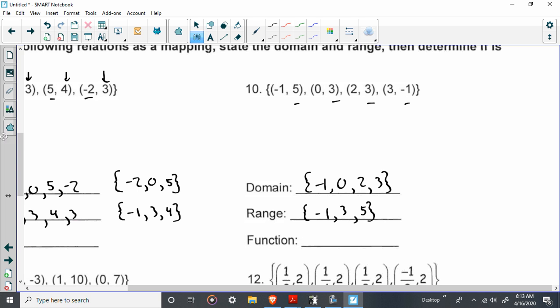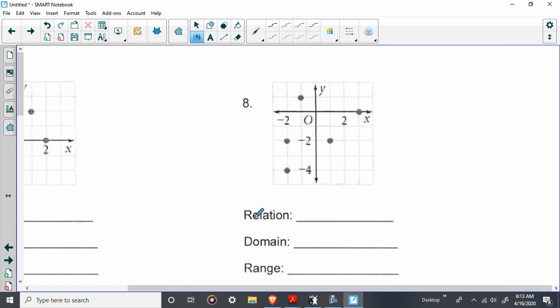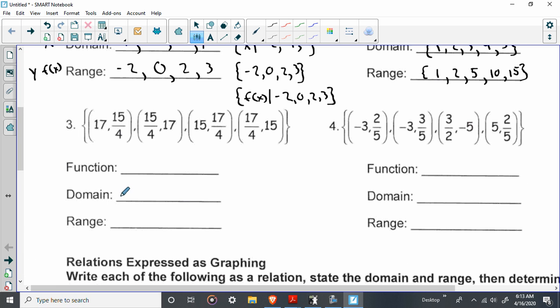Okay. Occasionally, they might do something super mean, like give you fractions and have you put in fractions. Oh my God, which one of these fractions is lowest? Which one's highest? Okay. First of all, what's your domain? Let's start with, I've got 17. I've got 15 over 4. Then I've got 17, 15 over 4, 15, and 17 over 4. Well, 15 over 4 is what? That's going to be 3 3/4.